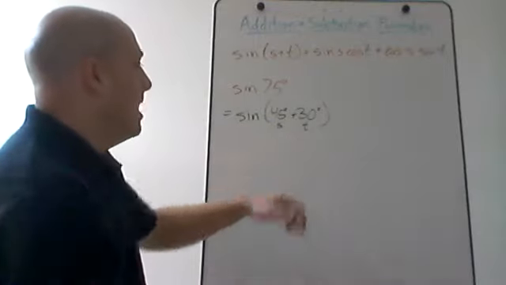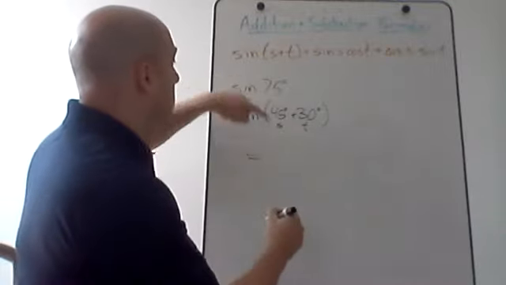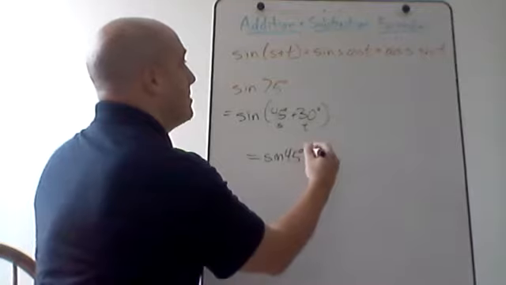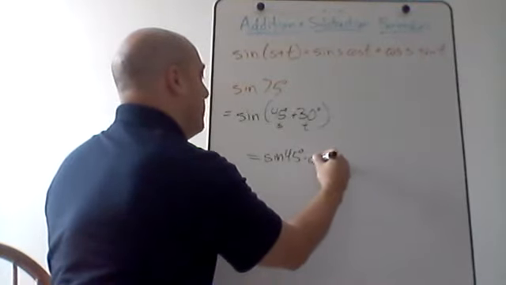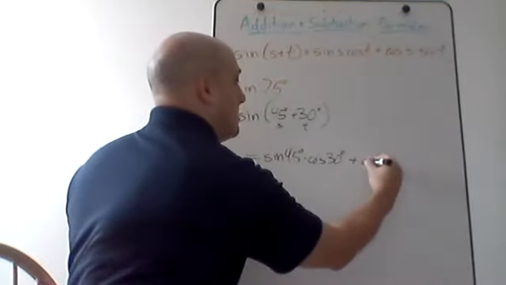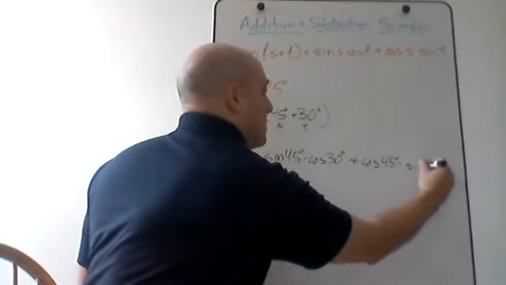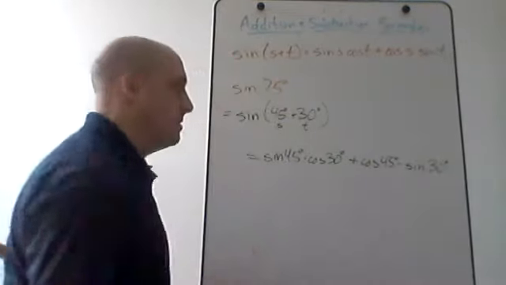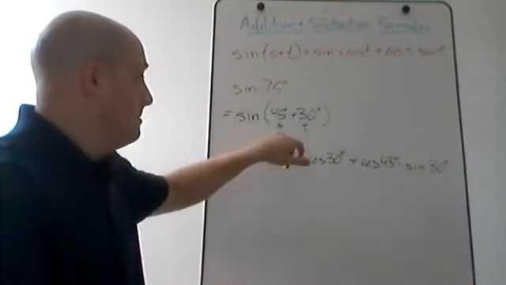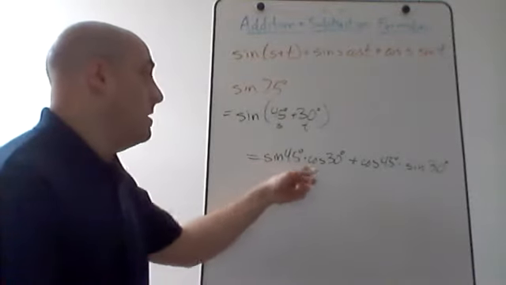All right, so sine of 45 plus 30, right? 45 plus 30 equals 75. So that equals, all right, so it's sine of S, so it's going to be sine of 45 degrees times cosine of T, so sine of 45 times cosine of 30 degrees, plus cosine of S, so that's going to be cosine of 45 degrees, times sine of T, so that's going to be sine of 30 degrees. All right, so there's my setup for my formula. All right, just the S and the T, just putting each one where it belongs in the formula there, and then I just need to evaluate each one of these things, right?